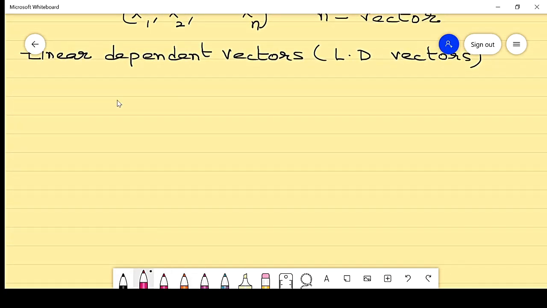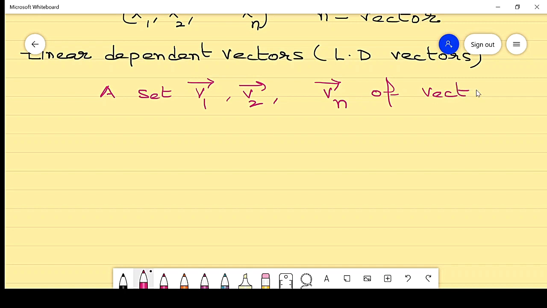Now the definition of LD vectors: a set V1, because it is a vector, V2 and so on up to Vn. This set of vectors is said to be linear dependent.